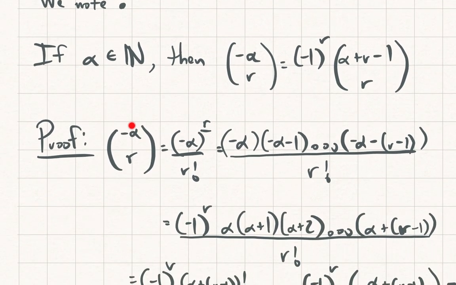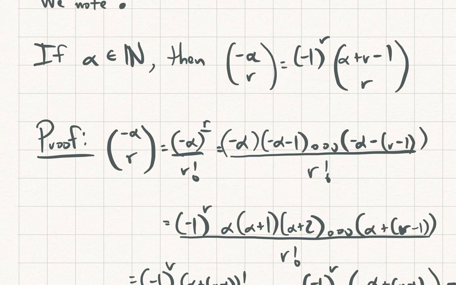So here is negative alpha, choose R. So we're going to have negative alpha following factorial r, so that's going to be negative alpha times negative alpha minus 1, all the way down to negative alpha minus r minus 1 over r factorial. All of these have a negative that I can factor out, so I'll factor out the r negatives, and I'm left with alpha times alpha plus 1 times alpha plus 2, all the way to alpha plus r minus 1. And what's that?